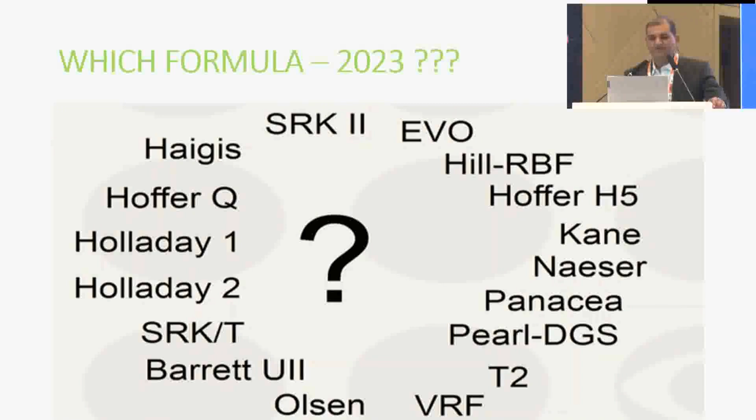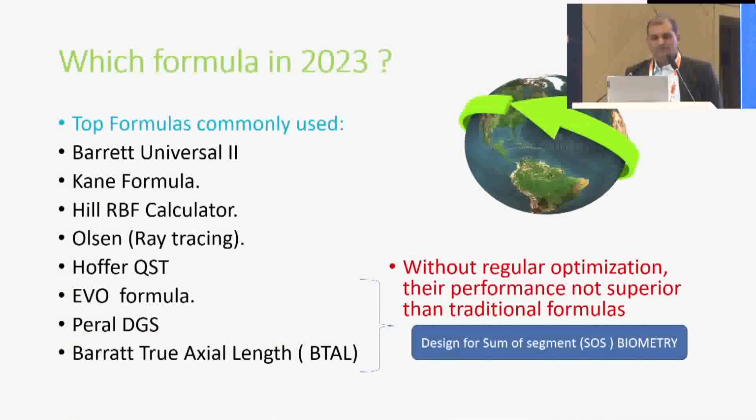Now the EVO, HEAL, RBF, Offer Q, Panacea, Pearl DGS, VRF, so many formulas are coming up. So it is now confusing what to use and when to use. So which formula in 2023?